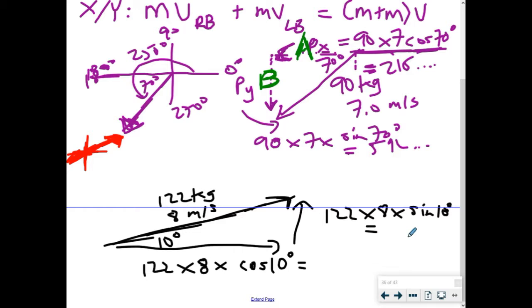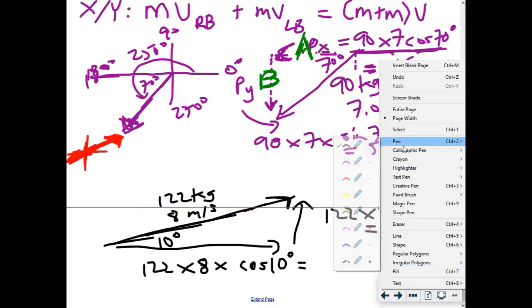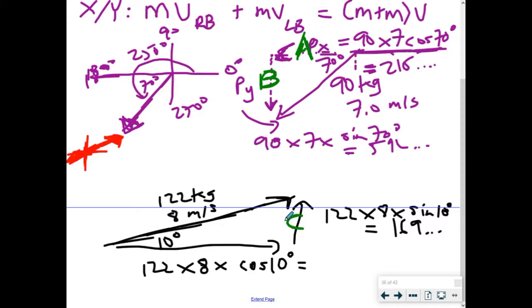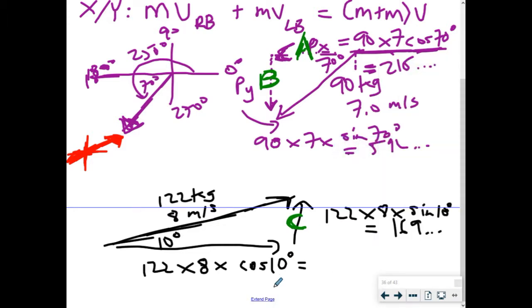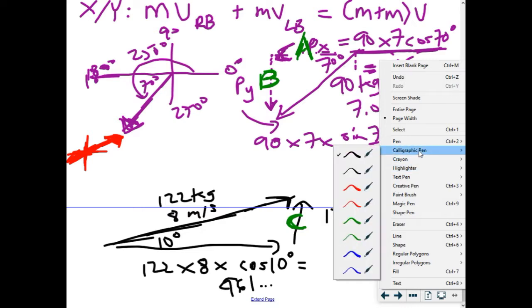I got 122 by 8 by sine of 10, and I got one of them being about 169. I may as well store that as letter C. And for the last value, 122 by 8 by cosine of 10 degrees, I got 961. But again, I want to save that whole value. I'll store that as D.